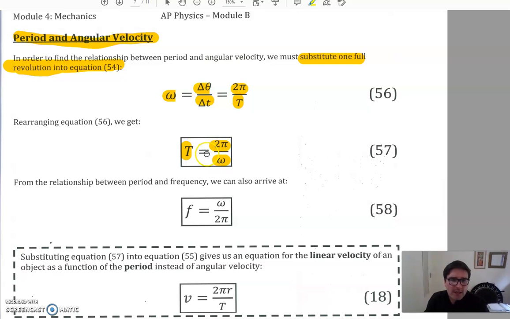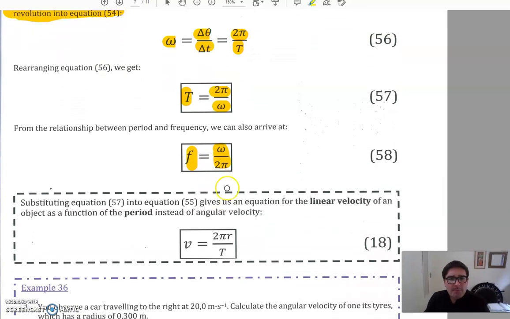So this is one equation. And because this is true, the inverse of this equation would be equal to frequency, because period and frequency are inverses of one another. From this, we can derive our equation for linear velocity in terms of period. Our linear velocity v is equal to 2 pi r, which is the same as our circumference, divided by time.